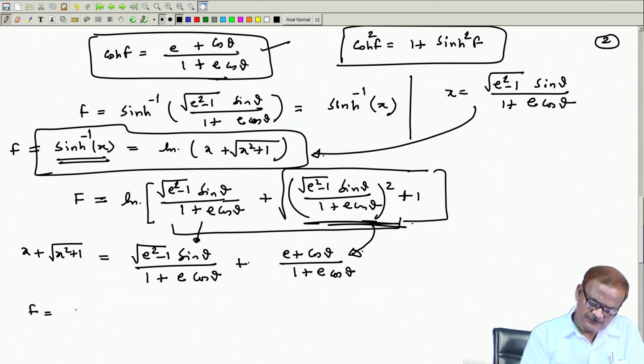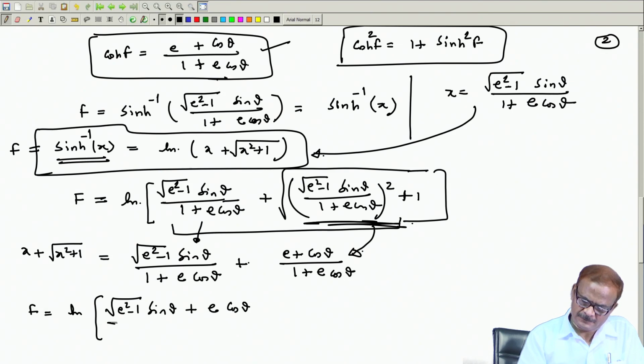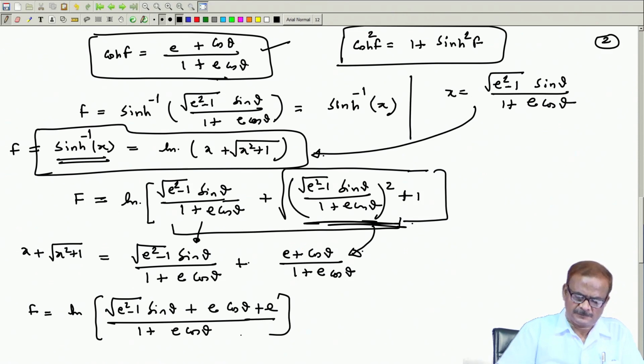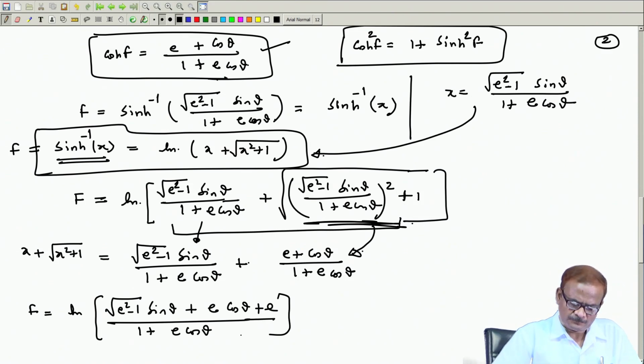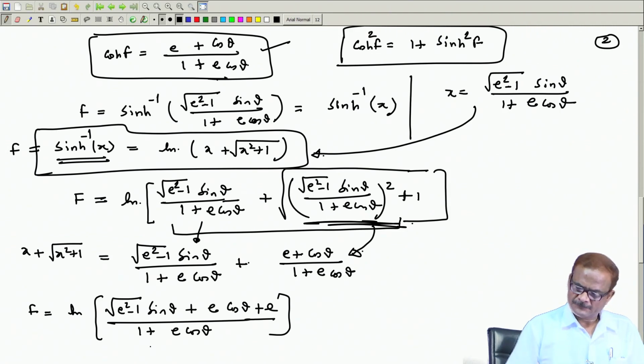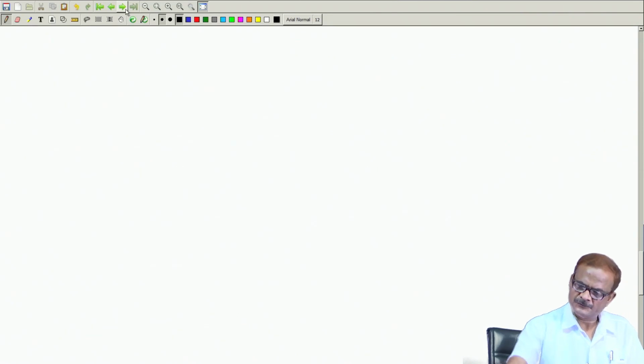So, therefore, f equal to ln of, under root e squared minus 1 sin theta plus e cos theta divided by 1 plus e cos theta, plus e divided by 1 plus e cos theta. So, this is the equation we are getting. Now, this has to be simplified, and for that we need to do a certain substitution.